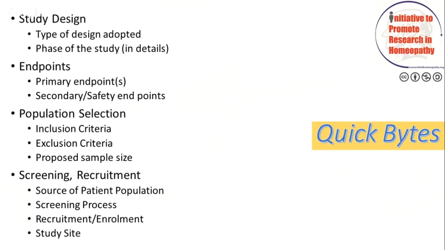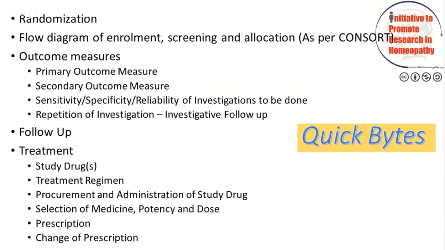What is the study design, the phase of the study, the primary and the secondary endpoints, the population selection, the inclusion, exclusion, and sample size, how and when the screening and recruitment would be done, what would be the source of population, what is the screening process, what are the recruitment or enrollment rules, where the study would be conducted, and how it would be randomized with a flowchart.